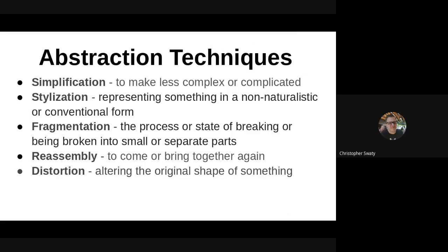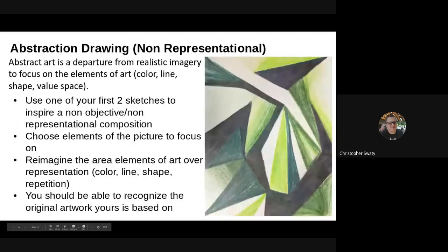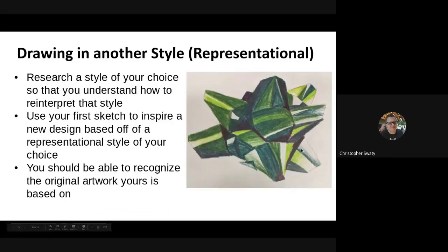Now, these are some different abstraction techniques. Simplify it, stylize it, fragment it, reassemble it. That's something that Picasso would do a lot, where he would take all the different features and sort of remix them all together in a different way, or distortion. If you get stuck here, what I would do is go to one of your pictures, zoom in on an aspect that you think is visually interesting, and explore that on your page.